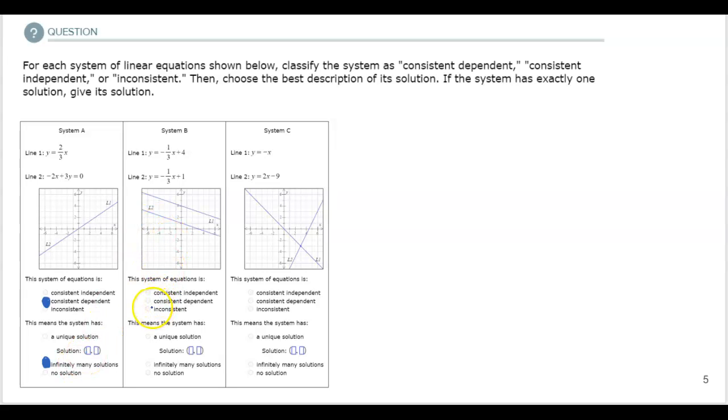These lines never cross. If you look at the page before, we see that it's inconsistent. And because they never cross, we have no solution. I'm going to pause the screen; try this last one on your own. We would see that it's consistent independent and that it crosses once, at the point (3, -3). So it has a unique single solution of (3, -3).